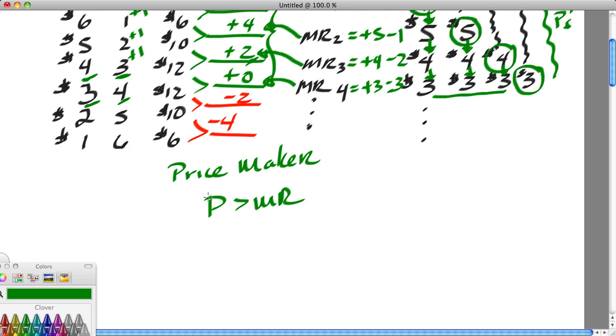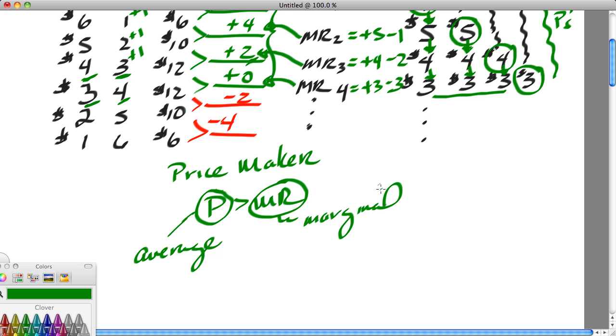Now remember, price, this is very important, is an average. Price is an average. Marginal revenue, as the title would suggest, is a marginal. So these are apples and oranges. Marginal revenue is telling us how a particular unit affects our revenue. Price, on the other hand, is an average. It's what buyers pay on average for all the units. In this case, they're not equal.